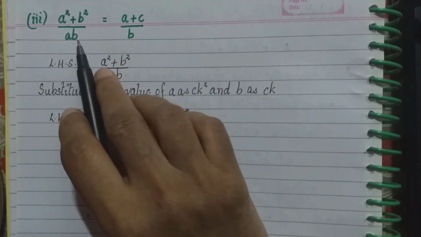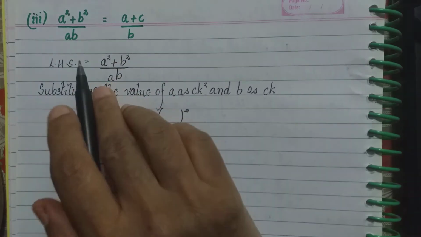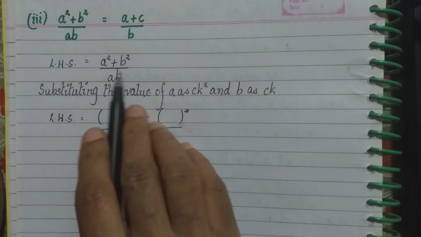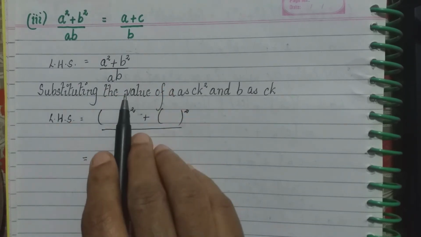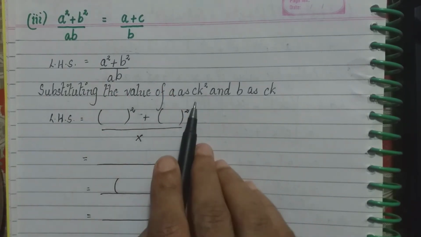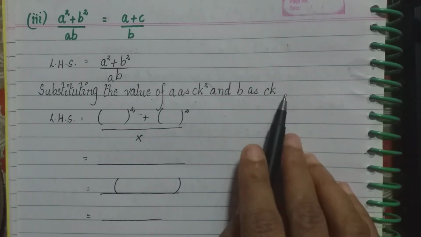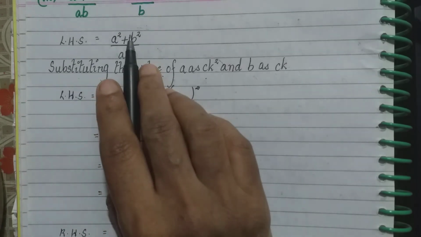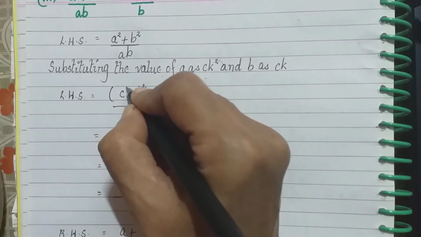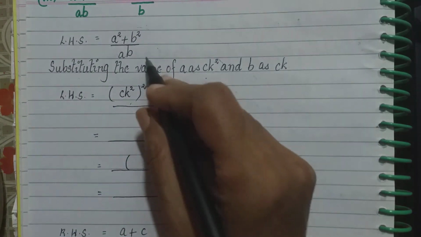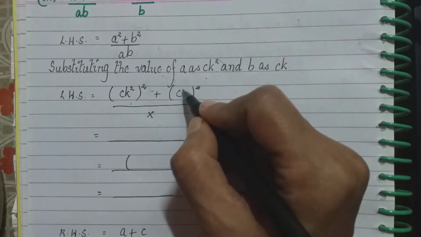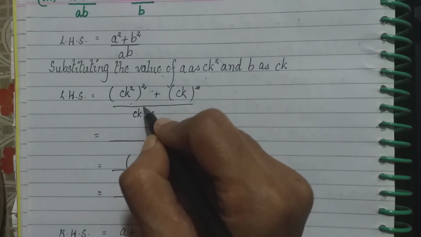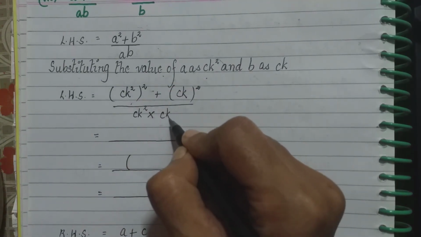Now seeing the third sub question, a square plus b square upon ab equal to a plus c upon b. First we take the left hand side, a square plus b square upon ab. We substitute the value of a as ck square and b as ck. So a square we have. So it will be ck square the whole square. So we write here ck square the whole square plus b square. B was ck. Then we have a into b. So ck square into ck.